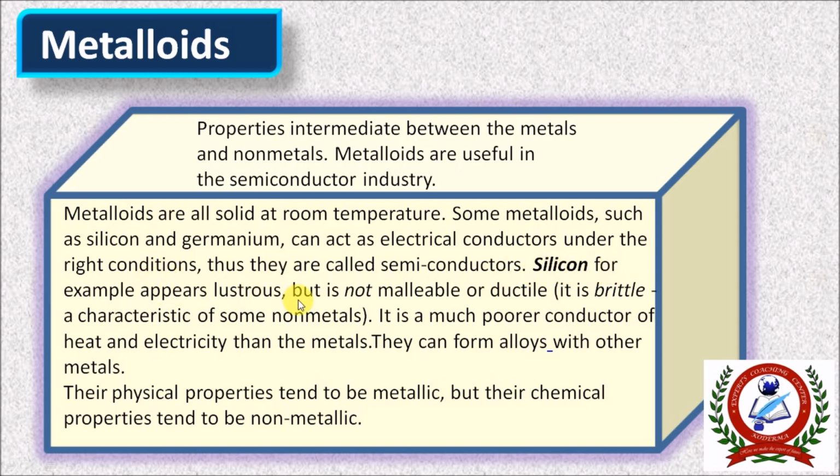Silicon, for example, appears lustrous but is not malleable or ductile. It is brittle, a characteristic of some nonmetals. It is a much poorer conductor of heat and electricity than the metals. They can form alloys with other metals. Their physical properties tend to be metallic, but their chemical properties tend to be non-metallic.